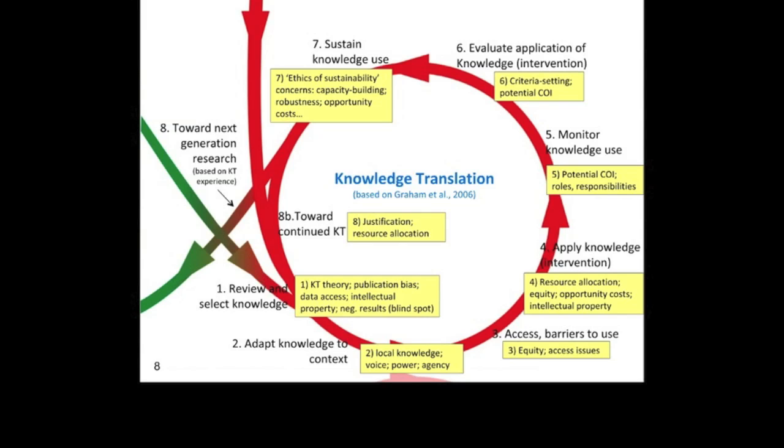Jaime, if I can, one more question for you. In the knowledge translation cycle, when you speak about step 7, the ethics of sustainability, how can researchers support the ethics of sustainability when they're dependent on funding from an external source?